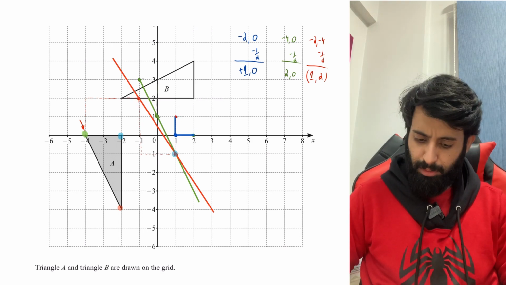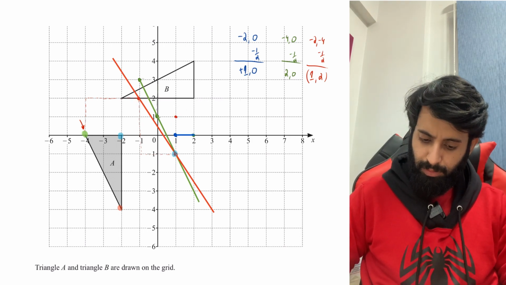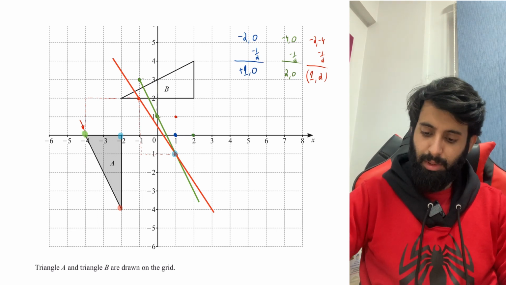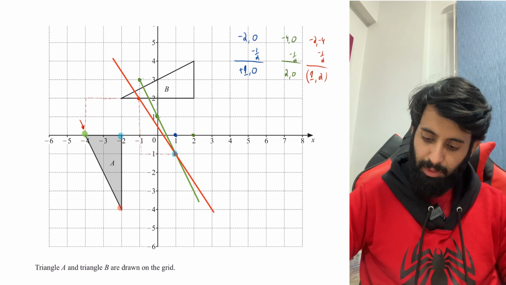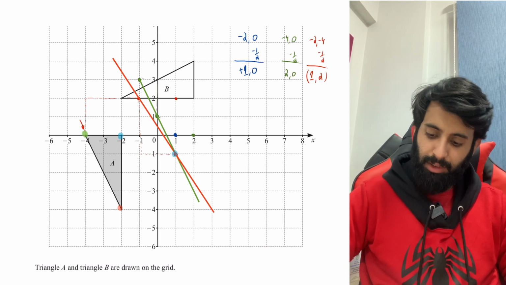This, wait a minute, there's something wrong. 1 0, 2 0, and 1 2. Yep, that's what I was wondering. There's something wrong over here. 1 2 has to be somewhere over here. In fact, exactly over here.